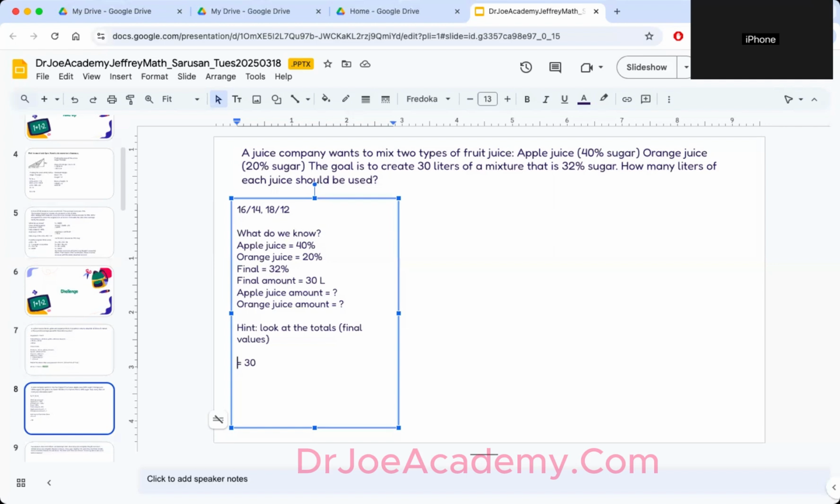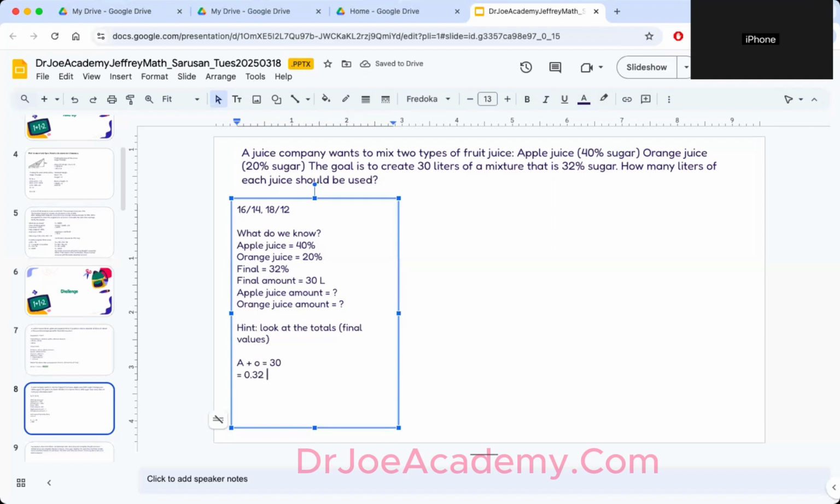Okay, not quite. I think we're going a little too deep into this. The total amount of juice is simply the amount of apple juice plus the amount of orange juice, right? Yep. All right, very good. So that is our first equation. I just put it as A plus O equals 30. Now, what is the second equation? As I mentioned, it's going to equal 32%. I'll say 0.32.